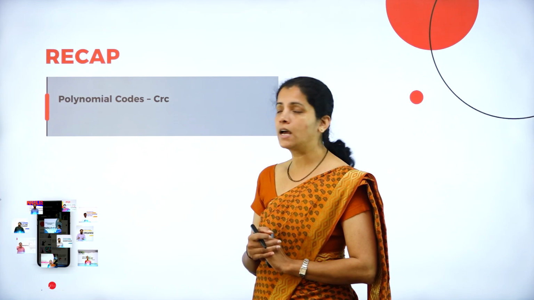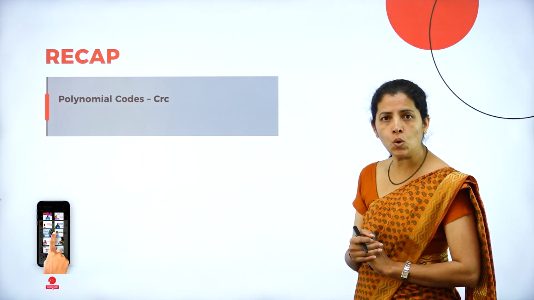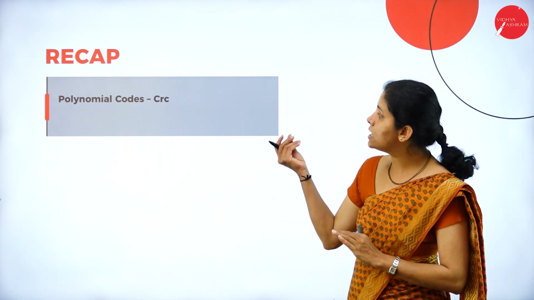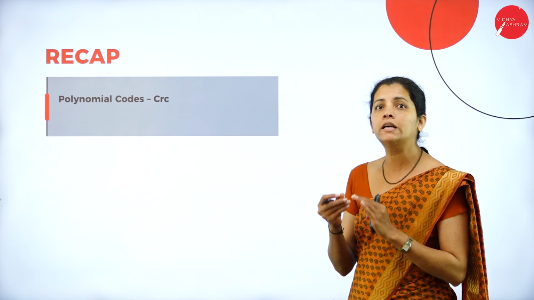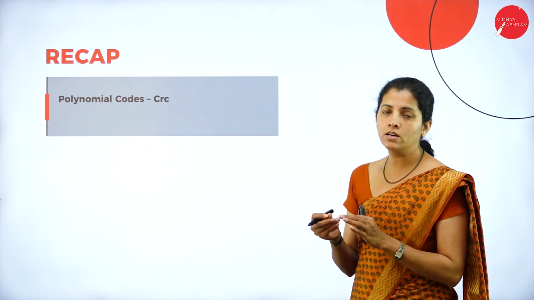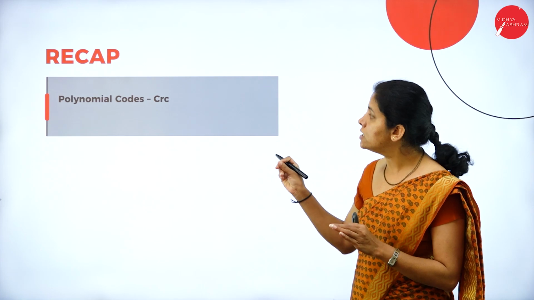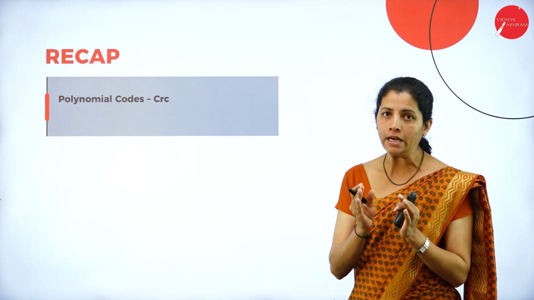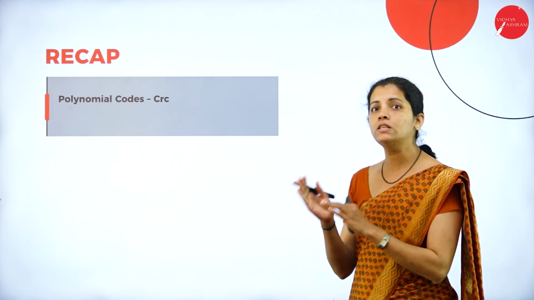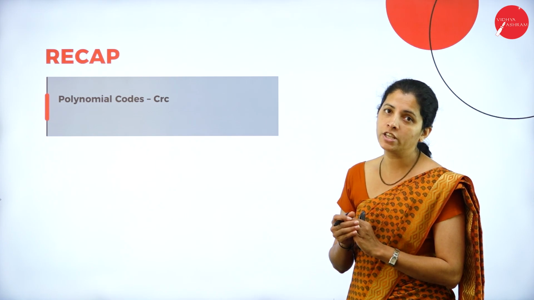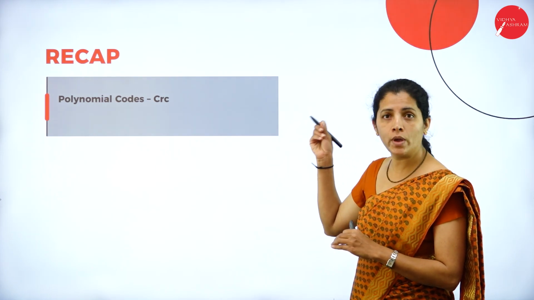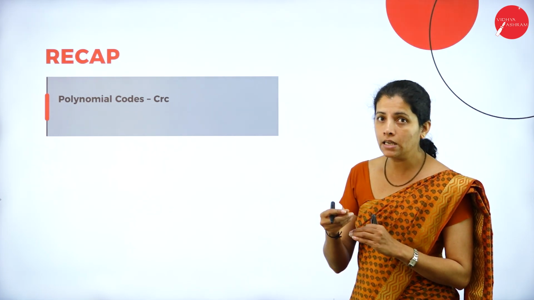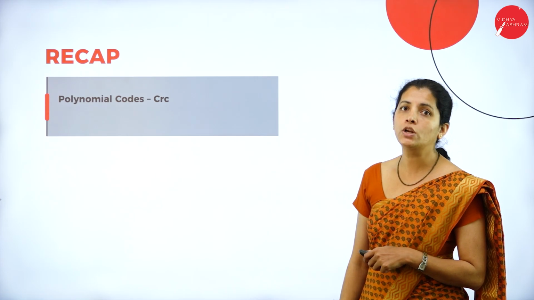In my previous session, I started with polynomial codes. In that, I have explained CRC. So what is CRC? That is nothing but the cyclic redundancy check. Here we are going to generate some redundancy bits, append them to my data, and send that data to the receiver. At the receiver side, I'm going to check the data in order to verify whether the received data is identical to the original data or not.